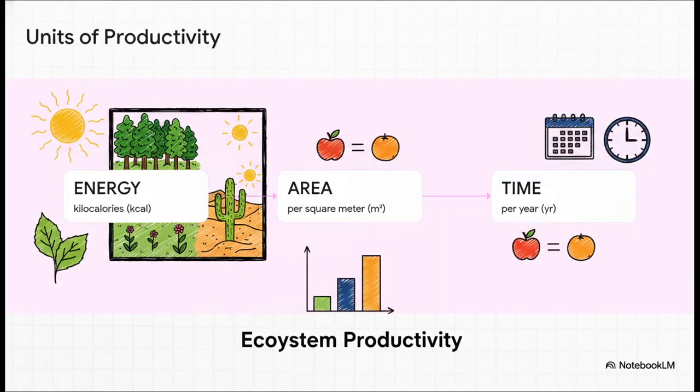Okay, but how do you actually measure this, right? You can't just count the energy. To really compare, say, a rainforest to a desert, you need a standard unit, and that's exactly what we do. We measure the energy in kilocalories that's captured in a specific space, a square meter, over a specific amount of time, usually a year. That's what gives us that true apples-to-apples comparison of how productive these different places really are.